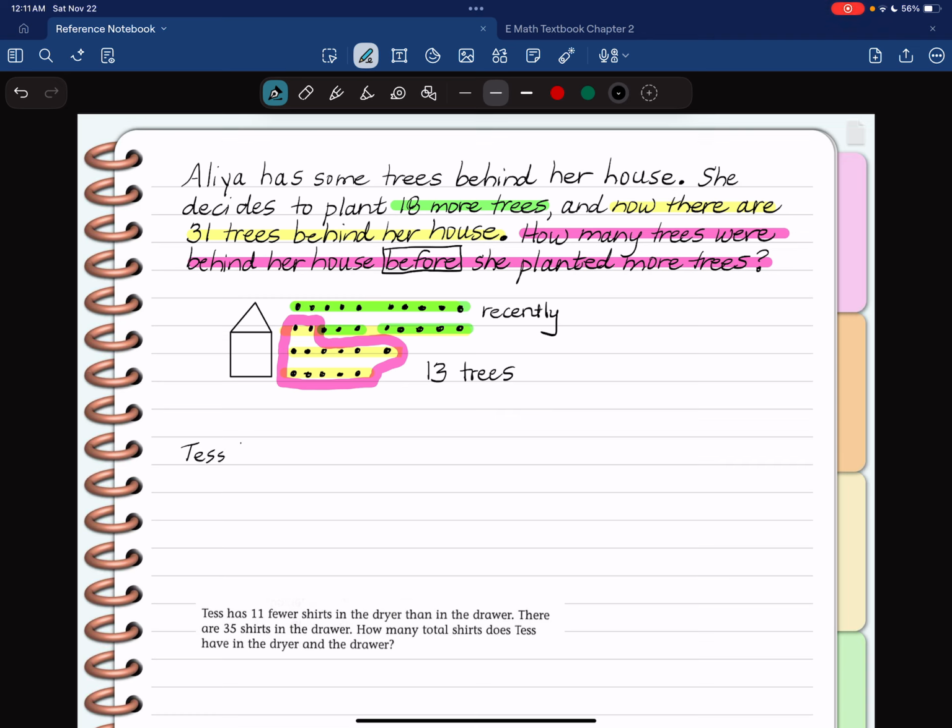All right, Tess has 11 fewer shirts in the dryer than in the drawer. End of sentence. There are 35 shirts in the drawer.